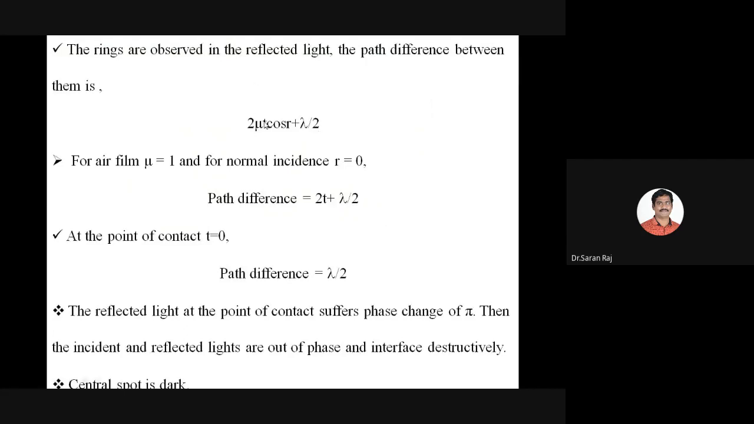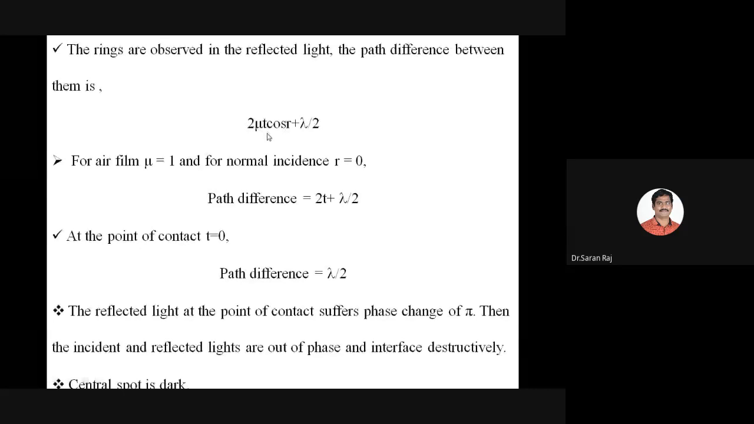Okay, so now let us consider the film kept in the air medium. For the air medium, the refractive index is mu equal to 1. In that case, consider normal incidence. For normal incidence, the value is r equal to 0. Now we can substitute these mu and r values in the above equation. Replacing r with 0, cos 0 degree is 1, and mu is 1. So what is the path difference? The path difference is 2 mu t cos r, with mu equal to 1 and cos 0 equal to 1. So 1 into any number gives the same number.